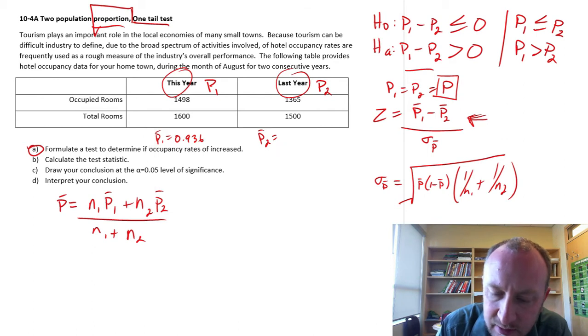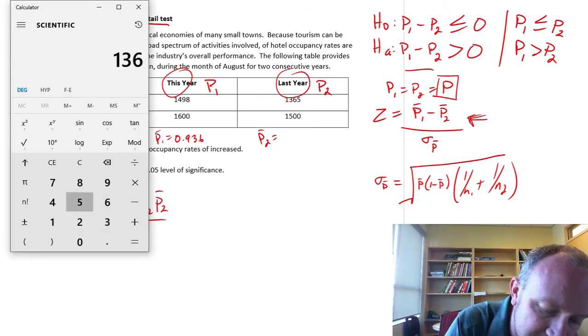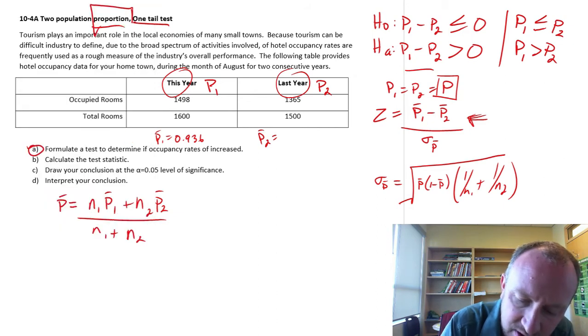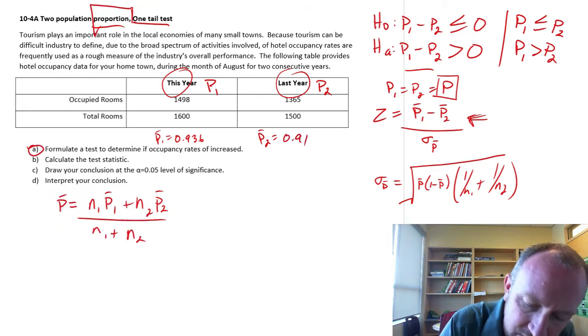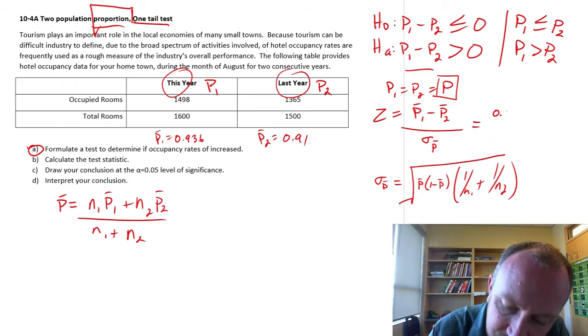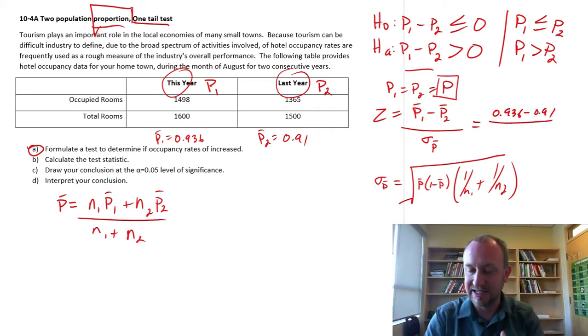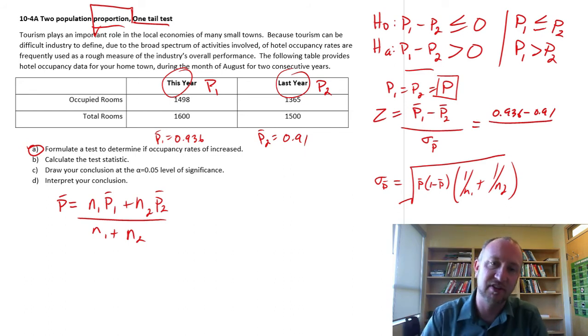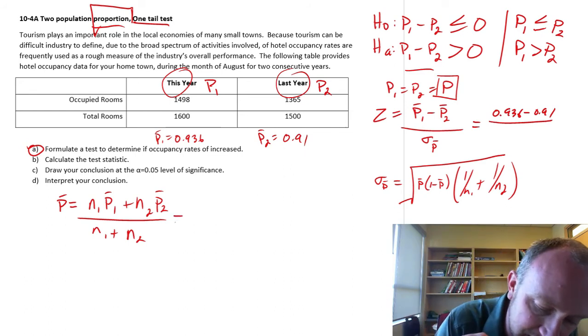And the second one is 1365 divided by 1500, 0.91. Okay, so there we've got enough information for our numerator. So this is going to be 0.936 minus 0.91 divided by, well, now we need to work on that standard error, and the first step there is to obtain this pooled estimator.